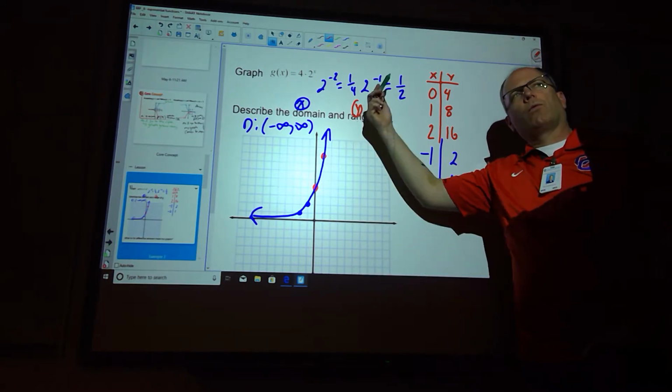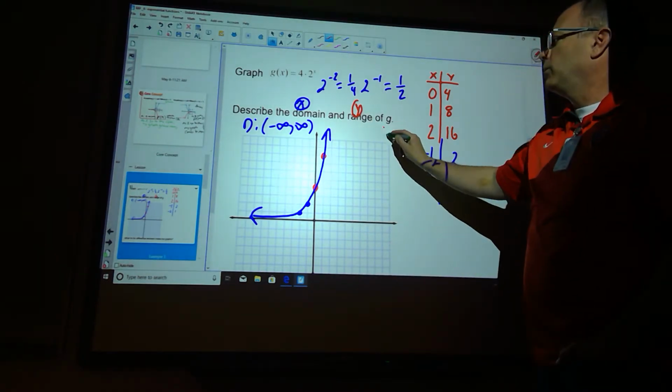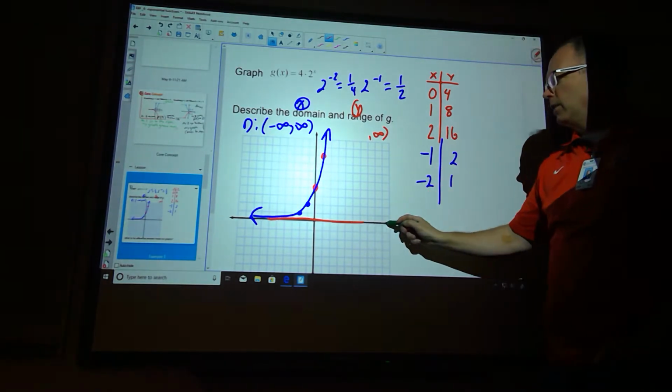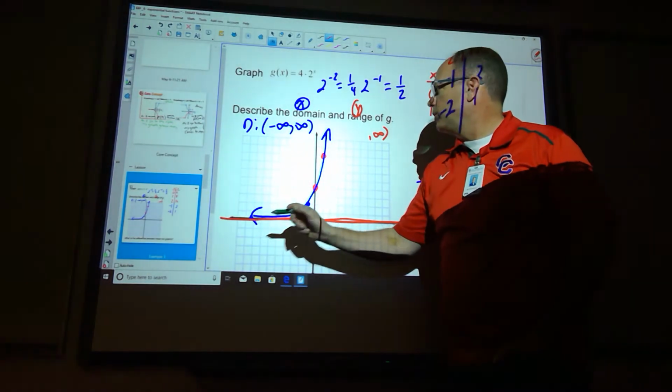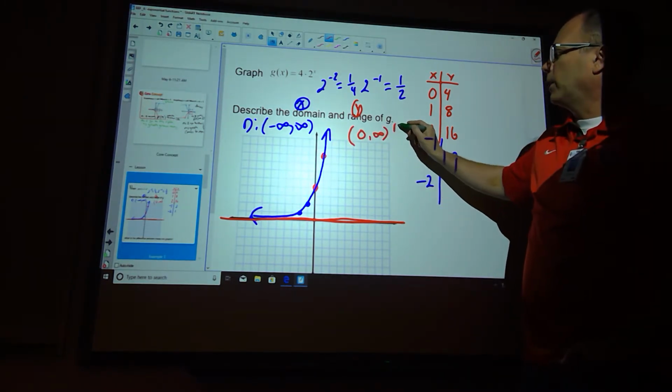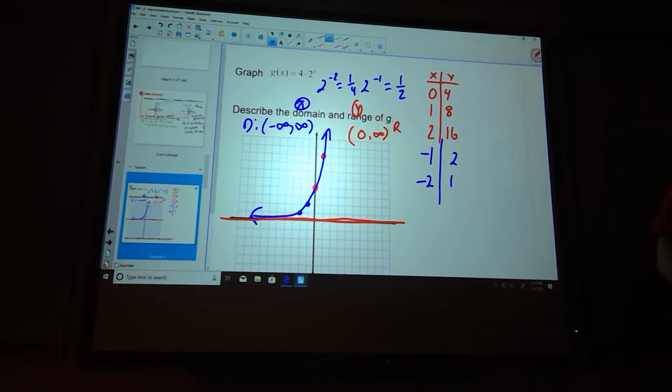Do you think my graph's going to go forever up? In this case, it will. Is it starting from someplace down here? Yeah, it's starting from 0. Do you think I'll ever cross 0? No. Okay, so that's my range. Okay, so remember the range is an elevator going up and down.